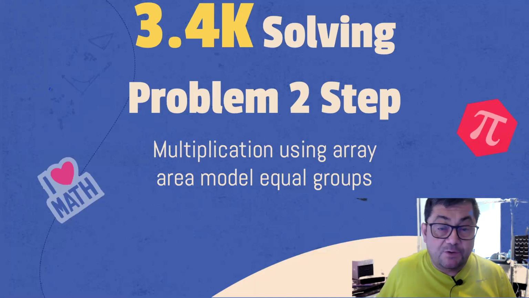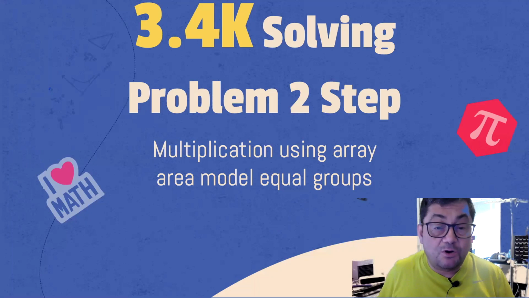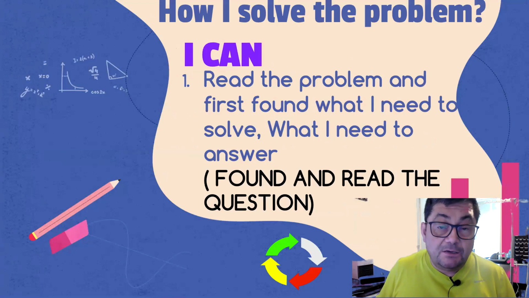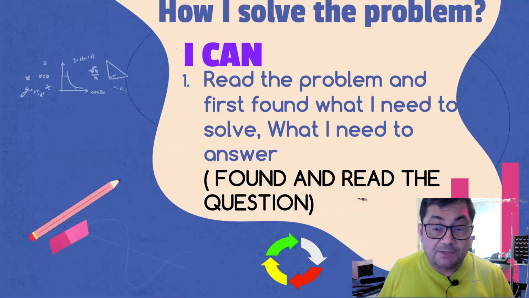Today we're working on 3.4K, solving two-step problems, but I want to mention very clearly that we have a specific station that works on solving two-step problems with multiplication, and we use an array, area model, and equal groups as a strategy to solve the problem. This is the trick to solve two-step problems involving multiplication, with no number bigger than 100, and we use an area model, pictorial product, or partial product, and also equal groups.